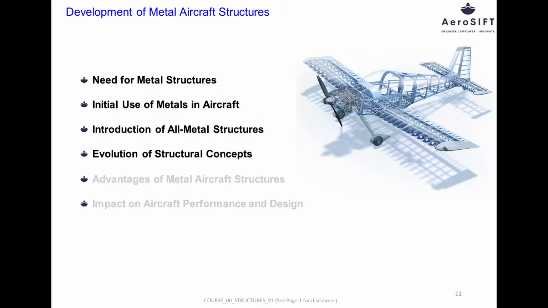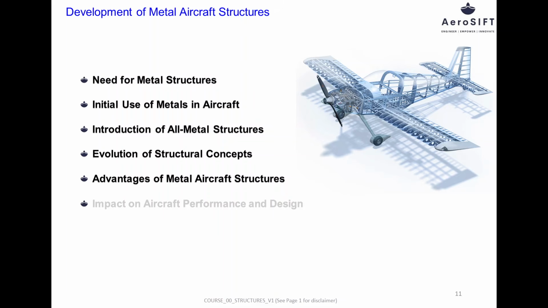The development of metal structures led to the introduction of new structural concepts such as monocoque and semi-monocoque construction. In monocoque structures, loads were carried mainly by the external skin, while in semi-monocoque structures, the skin worked together with internal frames, stringers, and bulkheads. These concepts significantly improved load distribution and structural efficiency compared to earlier truss-based designs.